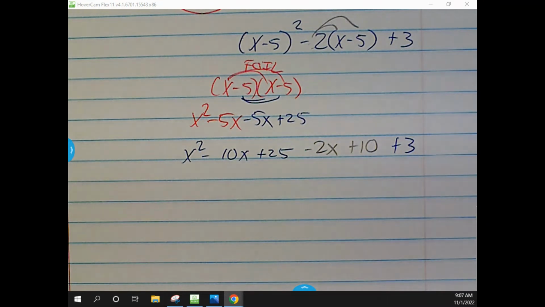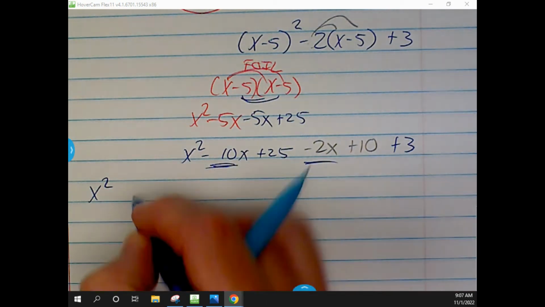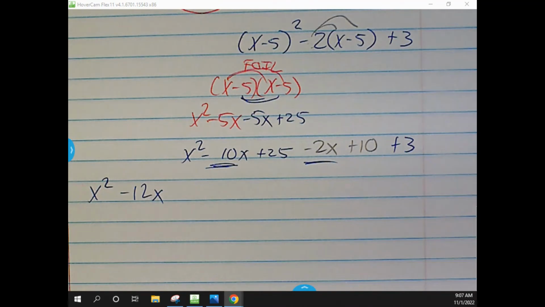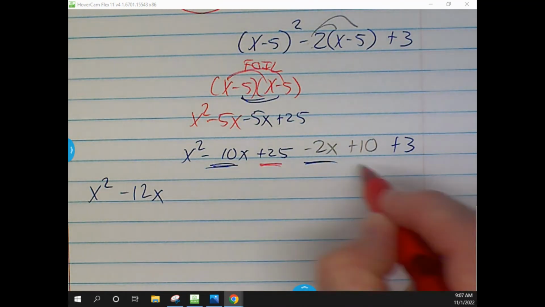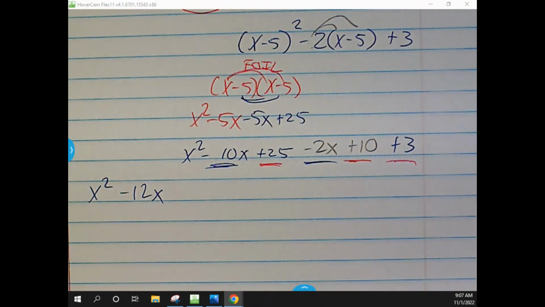Okay, and then now we've got all the like terms we can go back and combine together. We've got the x squared. You got a minus 10x and a minus 2x, so it's minus 12x. And then we've got the plus 25, the 10, and the 3. So that's 25, 35, and 38.